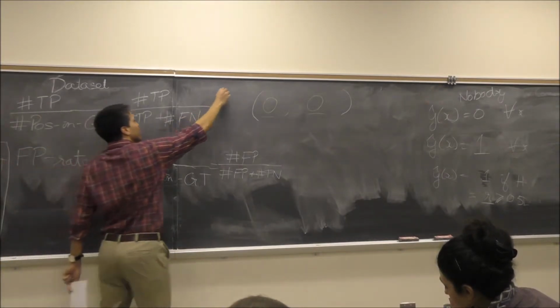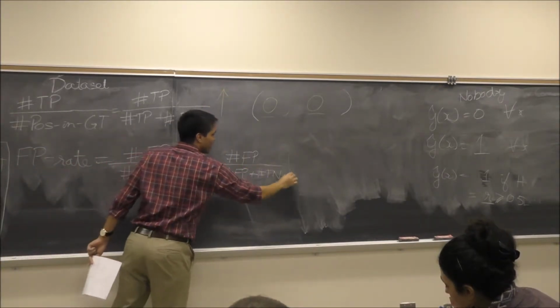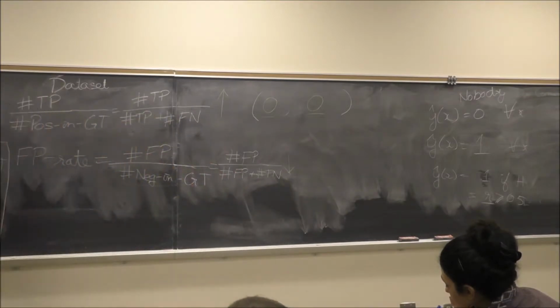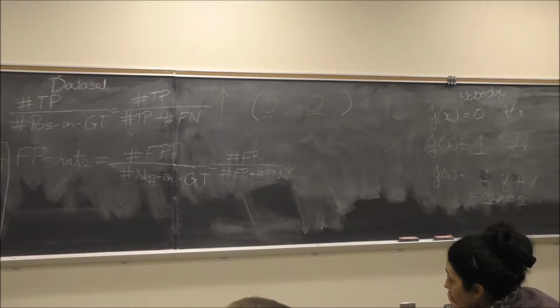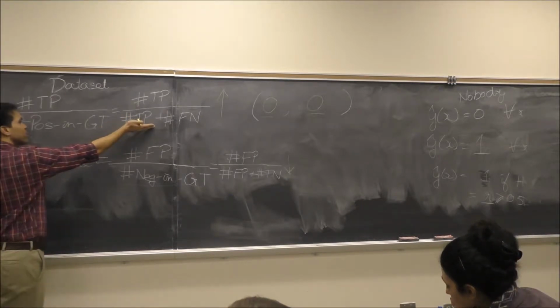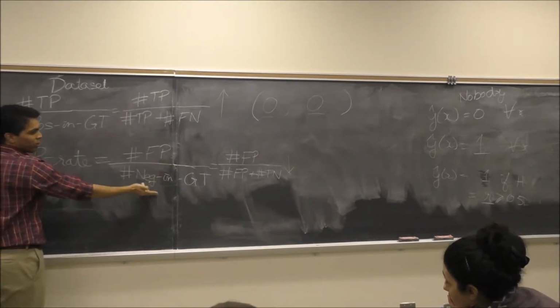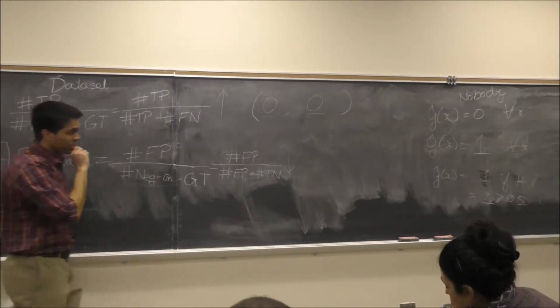Let me put the arrows back. We'd like this number to be high and this number to be low. What is ideal? 1 and 0. We'd like to catch 100% of the cancer patients and not make any mistakes on the non-cancer patients.